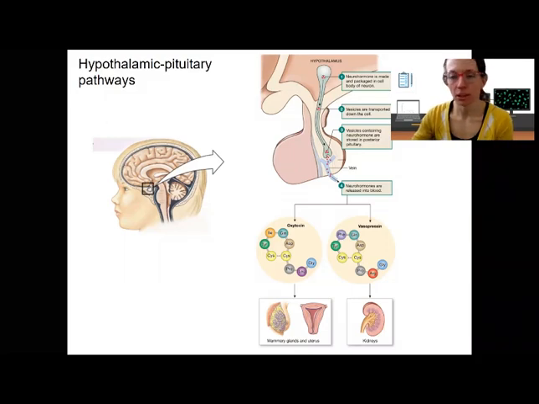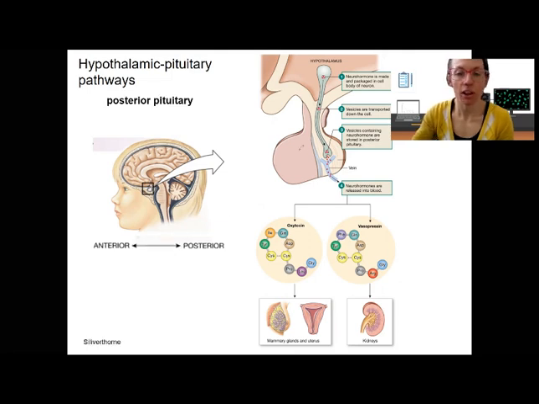Good news, this is going to be some review in this lecture. Where's anterior and posterior in this baby head? Okay, have it come up here. Right, there's anterior and there's posterior.